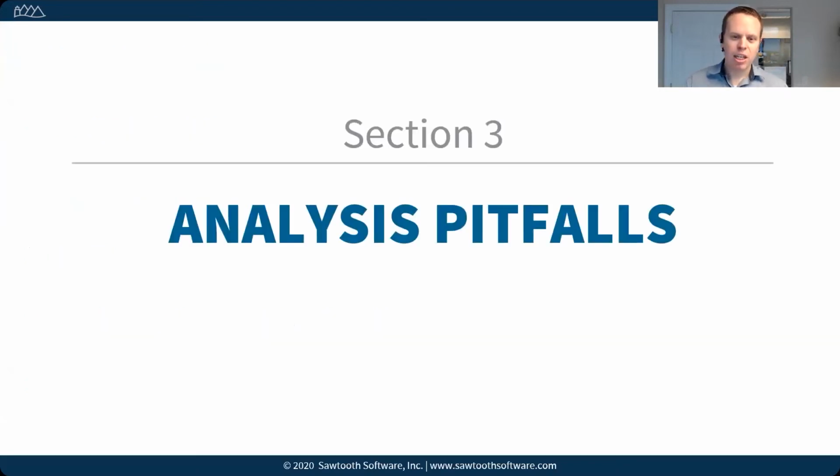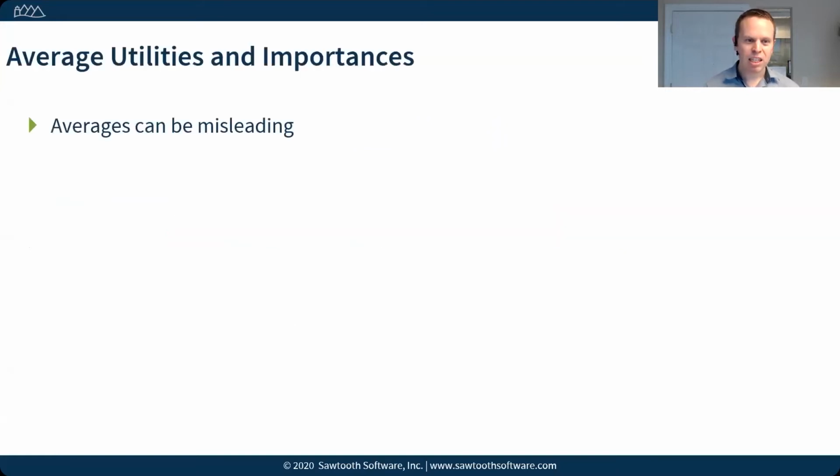The next section is analysis pitfalls. So this is after data collection. We're getting ready to come in and build our models. One of the things that trips people up all the time is just looking at averages without diving a little deeper into things. This isn't related just to conjoint, but in any type of analysis, we know that averages can be misleading if you don't have a nice normal distribution in there.